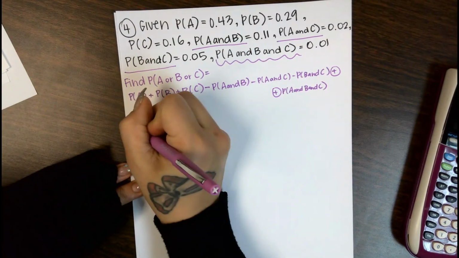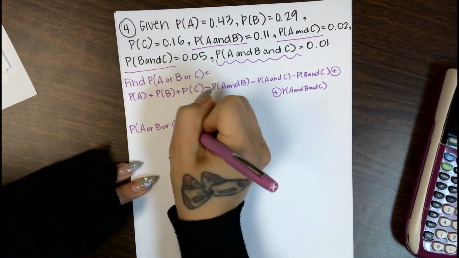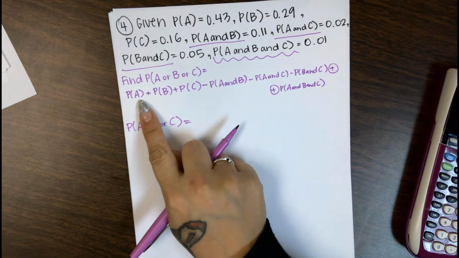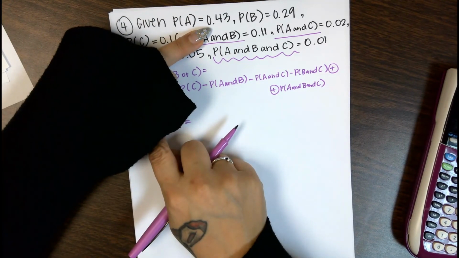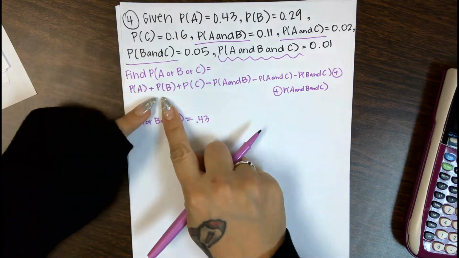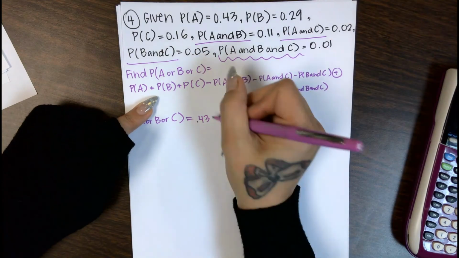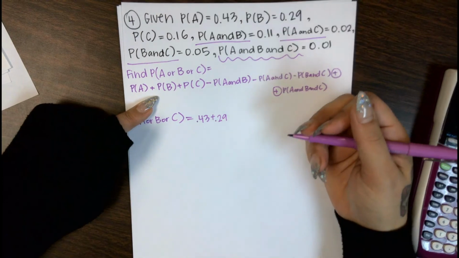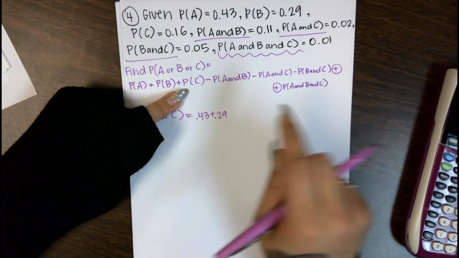So probability of A or B or C happening. We start here. What's the probability of A, y'all? 0.43. And then add probability of B. So I'm going to do a plus sign. 0.29. If you did the zeros in front, that's fine. And it tells me to add probability of C.